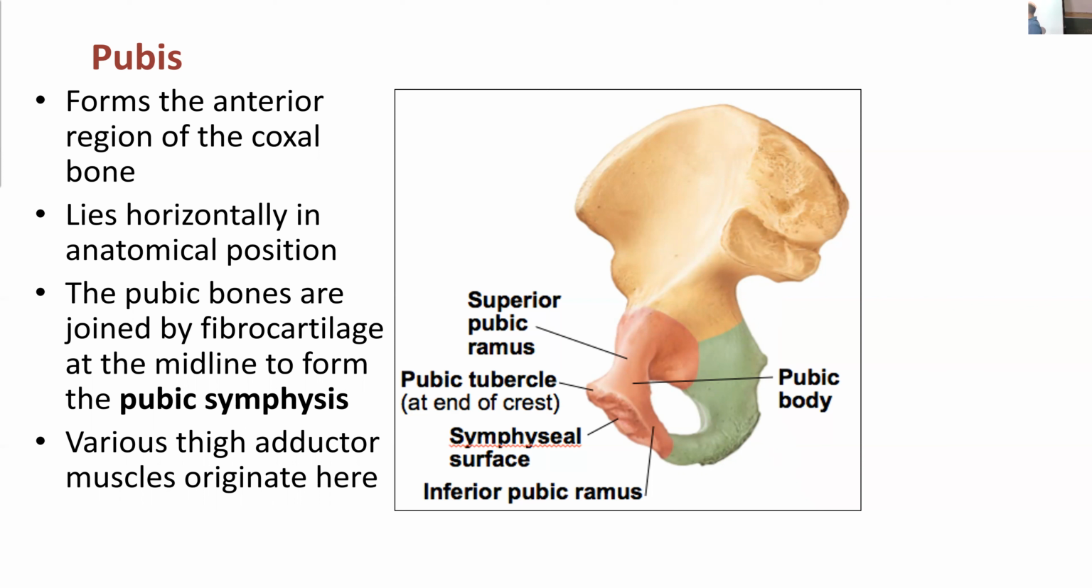This has a ramus here as well. It actually has two, a superior and an inferior pubic ramus. It also has this pubic tubercle, and I'll get to that in a second. The other important feature is this symphysial surface. This is where the pubic symphysis is. So this is where that fibrocartilage is. And if you had another hip bone here, it would be articulating with that right there.